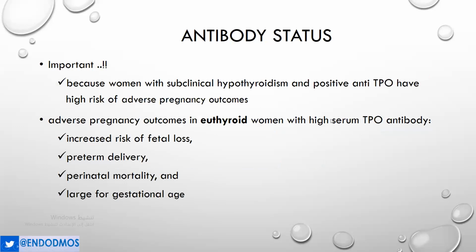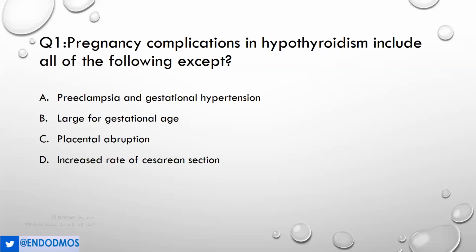What about the antibody status? It is very important to know that, because women with subclinical hypothyroidism and positive anti-TPO have a high risk of adverse pregnancy outcomes. Adverse pregnancy outcomes in euthyroid women with high serum TPO antibodies include increased risk of fetal loss, preterm delivery, perinatal mortality, and large for gestational age.